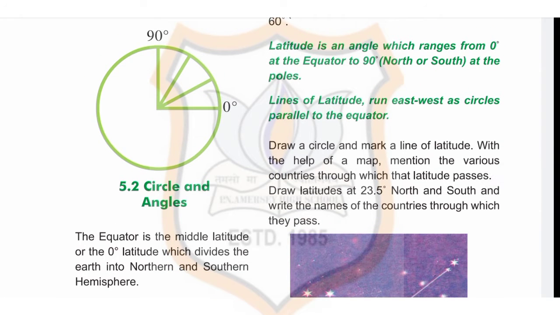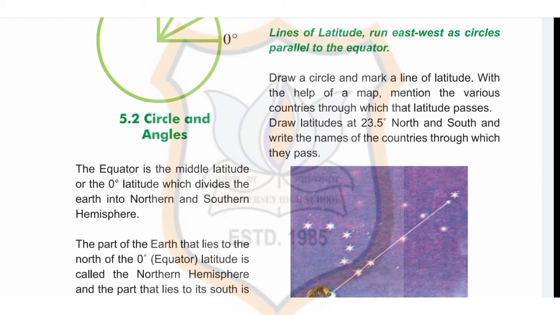Draw a circle and mark a line of latitude. With the help of a map, mention the various countries through which that latitude passes. Draw latitudes at 23.5 degree, north and south, and write the names of countries through which they pass.